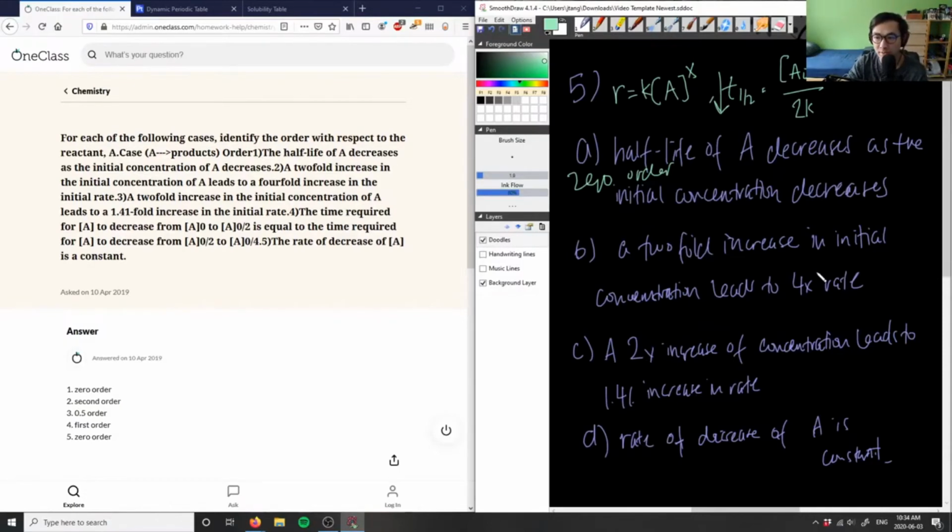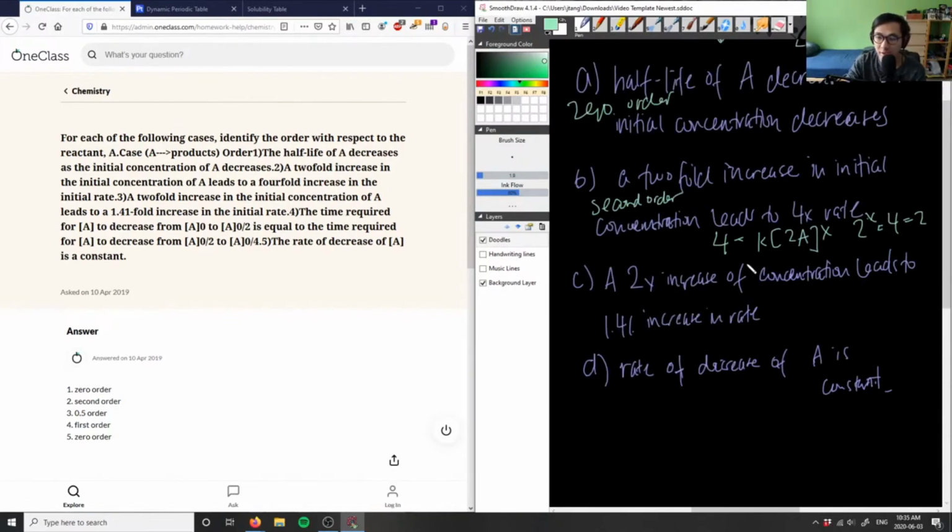Says here B, a twofold increase in the initial concentration leads to the rate of 4x, right? So if I'm increasing this by 2, what is my rate going to be? It's going to be 4 times. So I can put 4 here as the rate, times k times A to the power of x here. And I'm increasing the concentration by 2, so this would be 2A to the power of x. So what's x here? Well, 2 to the power of x equals 4, right? And that will give us 2, because the square root of 4 is 2. So this here is going to be the second order, which is correct.